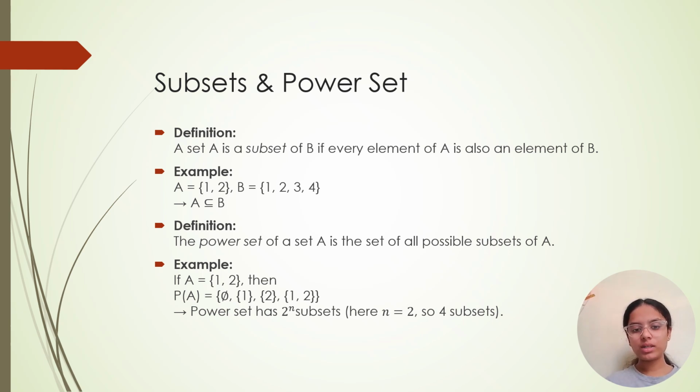Coming to the power set, the power set of set A is the set of all possible subsets of A. So here if A equals 1, 2, then the power set of A contains the null set, since the null set is a subset of every set, then the set containing 1, the set containing 2, and the set containing 1, 2. So this is the power set of set A. Now a power set has 2 to the power n subsets. Here n equals 2. So we have 4 subsets.